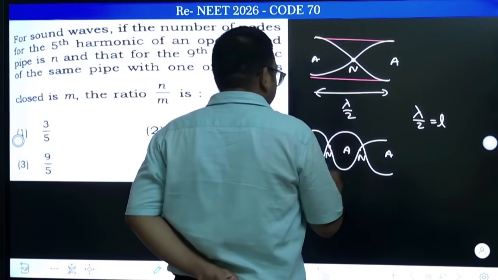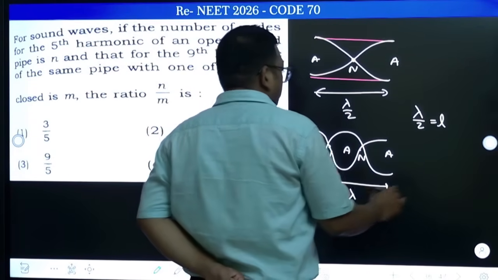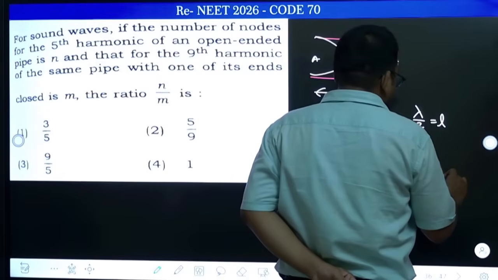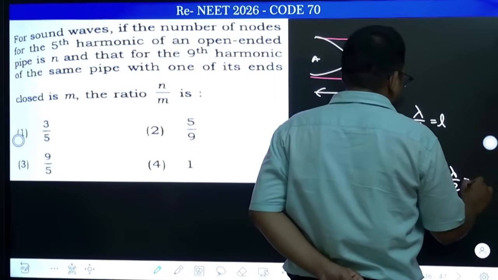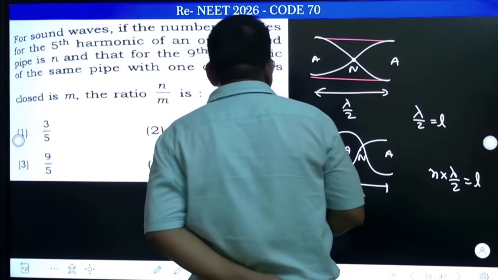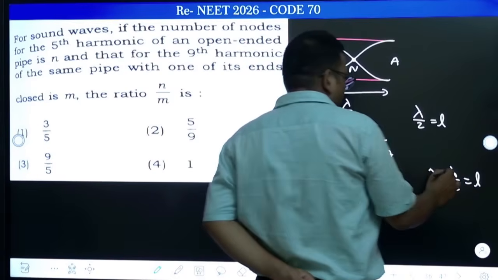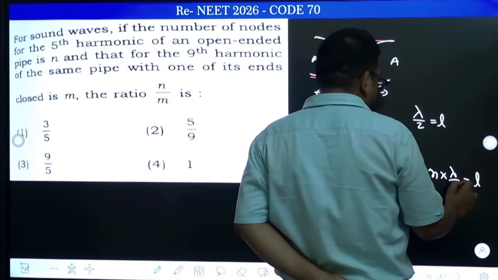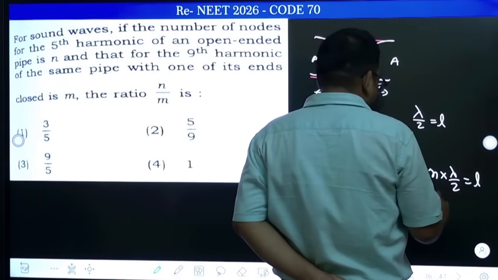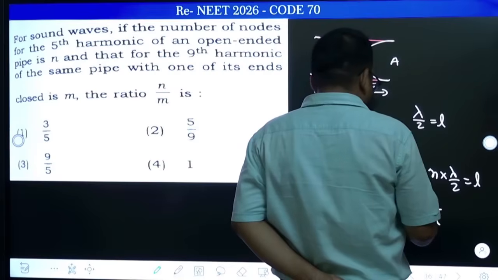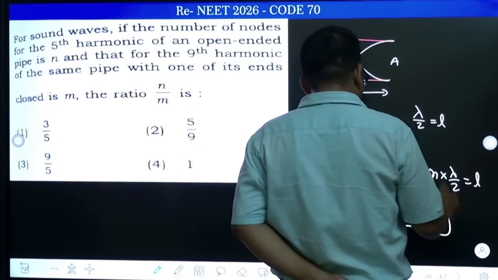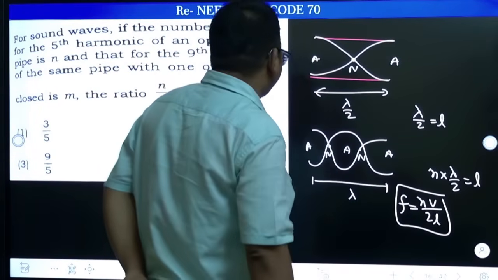Right? So this becomes lambda. So 2 or n times lambda by 2 becomes equal to l. And this lambda is equal to speed by frequency. So f equals n times v by 2l. This is the formula for frequency, right? We already know that. We have to remember this.